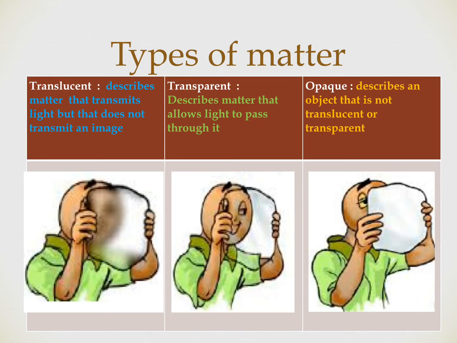So basically we have 3 types of matter: transparent, translucent, and opaque. Transparent describes matter that allows light to pass through it. Translucent describes matter that transmits light but does not transmit an image. And opaque describes an object that is not transparent or translucent, as you can see in the picture in front of you. So if I told you: air, glass, or water, since air, glass, and water are examples of matter that visible light can easily go through, we call this transparent.